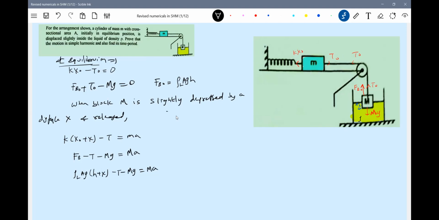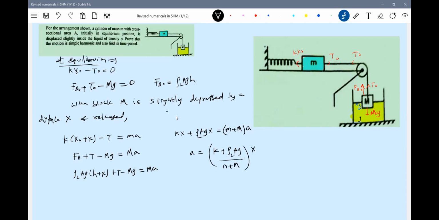I think we can eliminate the initial things. So this will become kx, if I add up, kx plus rho A g x. It is FB plus T. Oh, okay, yeah, thank you for the correction. This should be small m plus capital M into a. So this will become rho L, rho L A g x equals small m plus capital M into a.